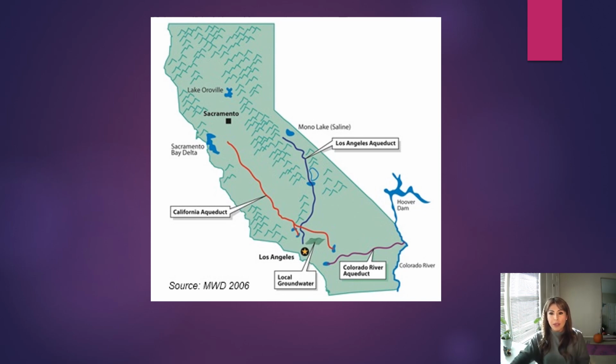So I'm looking at Mono Lake here, okay? And this is all the different places that we get our water from here in Los Angeles. We have some access to local groundwater. You have the Colorado River Aqueduct, the Los Angeles Aqueduct and the California Aqueduct. A lot of the places that we get our water from is the Owens Valley here. So this is where a lot of our water comes from.